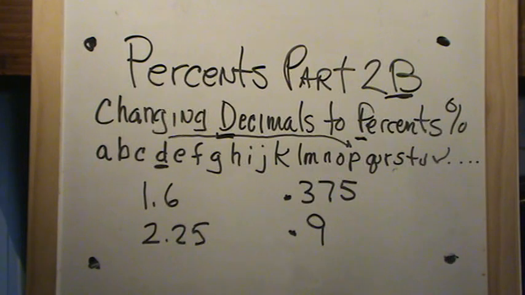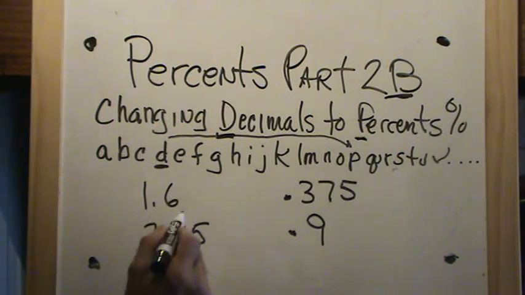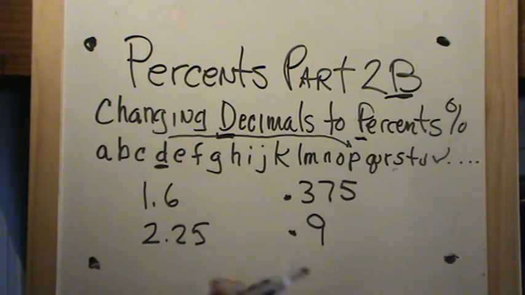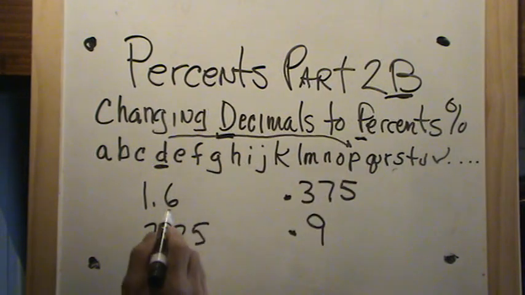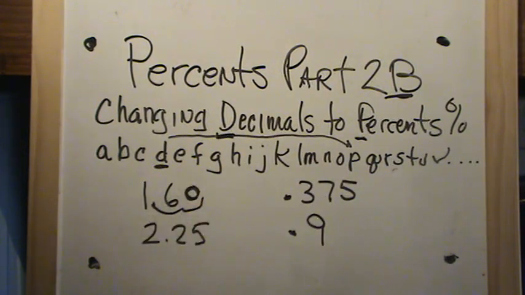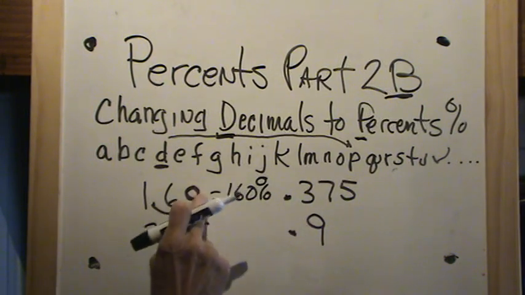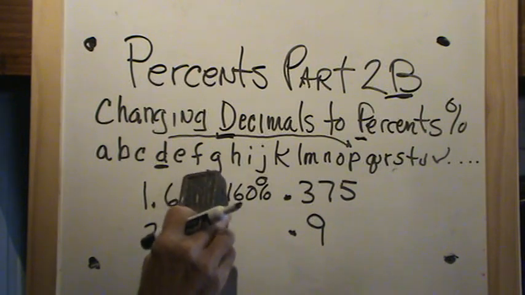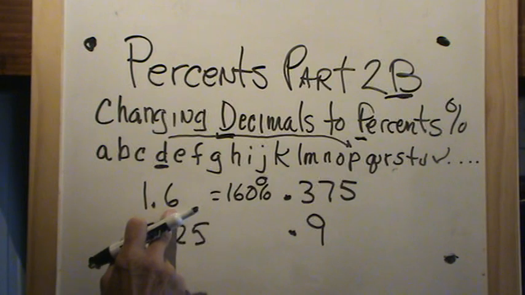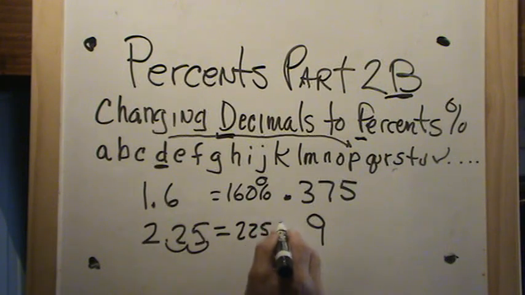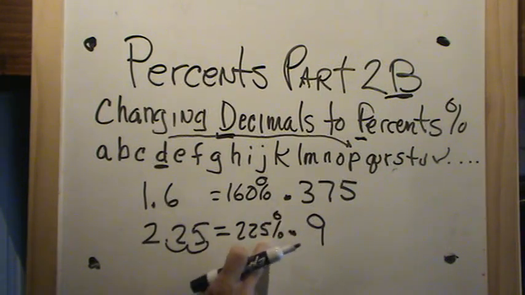Well, welcome back. All right, we're going to change this mixed decimal, 1 6/10, to a percent. We move the decimal point 2 places to the right because we're going from D, decimal, to P, percent, going to the right 2 places. 1, 2. Well, we have to put a 0 holder in there, so we get 160%. So 1 6/10 is equal to 160%. Let's take this one, 2 25/100, the mixed decimal. Move it 2 places, 1, 2, and we get 225%, and we do not put the decimal there because this is a whole number.